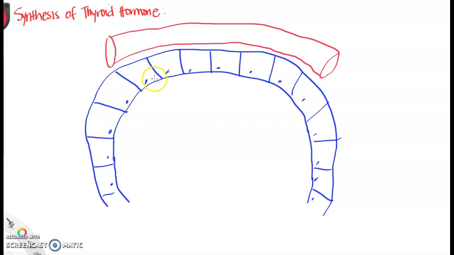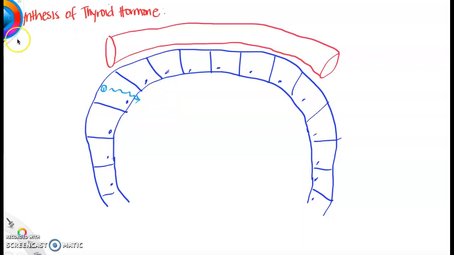So how is thyroid hormone made in these follicle cells? Well, follicle cells produce thyroglobulin. Okay, so we know these are follicle cells, so we'll start one step at a time here. So follicle cells produce thyroglobulin and exocytose it into the follicle.